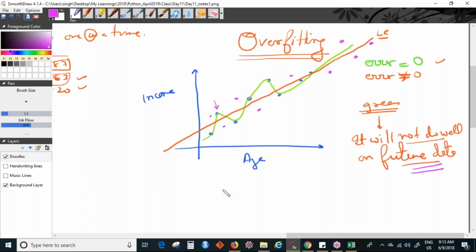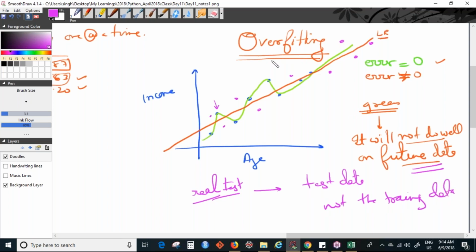And remember, we discussed the real test of a model. The real test of a model is how well it does on the test data. By future data, I mean the test data, the data on which the model is not trained. So the real test of a model is the test data, not the training data. So in case of overfitting, what happens? The model performs very well on the training data, but on the test data it performs very poorly. That is the problem with overfitting.